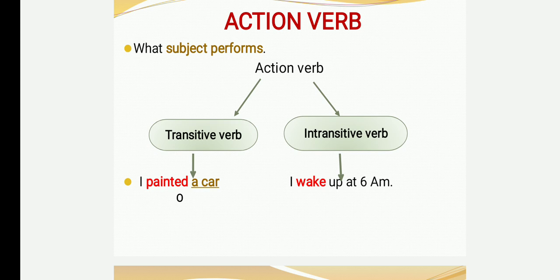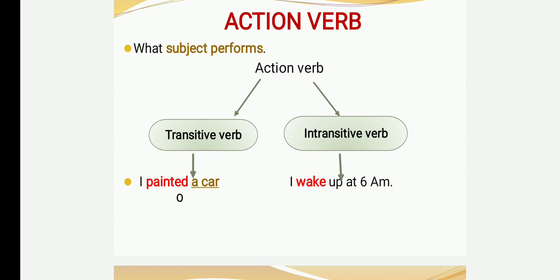But intransitive is the exact opposite of transitive. The intransitive verb doesn't take an object. It just gives its meaning without having an object following it. I wake up at 6 p.m. So "at 6 p.m." is a time, it is not an object. "I wake up" represents that I woke up from my bed. So without an object, an intransitive verb gives complete meaning, but a transitive verb doesn't give complete meaning without an object.